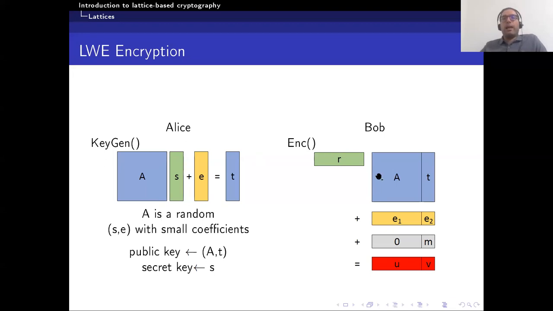Then he adds the noise values E1 and E2 to the products R times A and R times T. Then he will add the message M to R times T plus E2 to generate the ciphertext U and V. So as you see, U will be R times A plus E1, and V will be R times T plus E2 plus M.